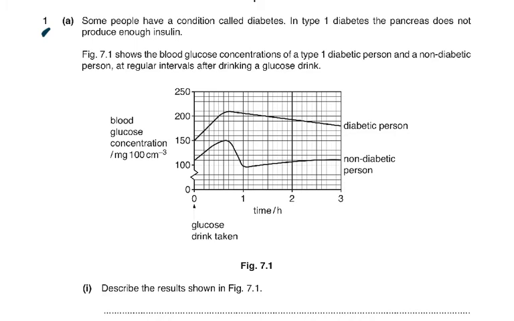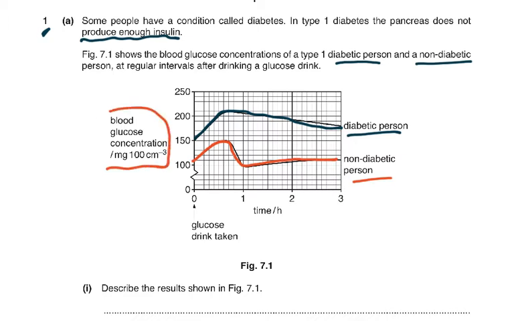This is the second video on the topical paper 4 questions on the chapter on homeostasis. Question number 1. Some people have a condition called type 1 diabetes. The pancreas does not produce enough insulin. Figure 7.1 shows the blood glucose concentration of a type 1 diabetic person and a non-diabetic person. So this is a diabetic person, which has a graph like this, and the non-diabetic person has a graph like this. You have the blood glucose concentration in milligram per 100 cm cubed on this side, and the time in hours on this side.